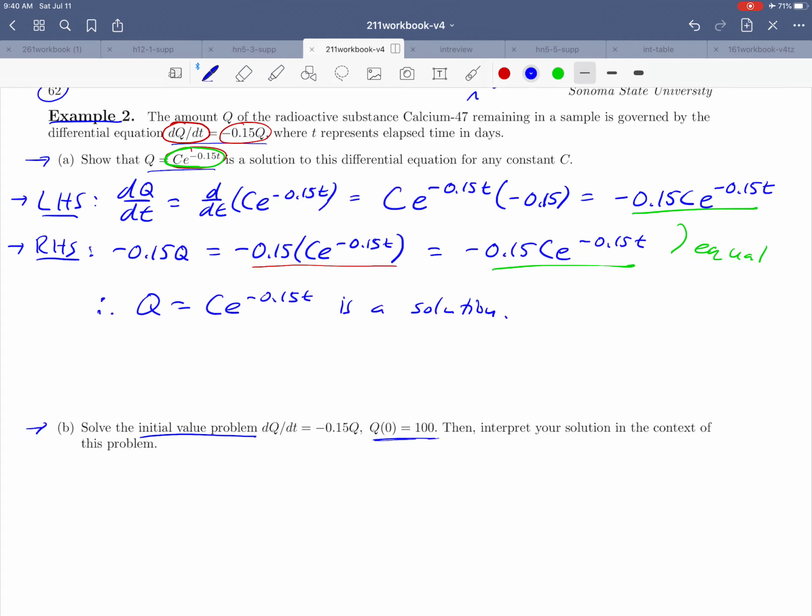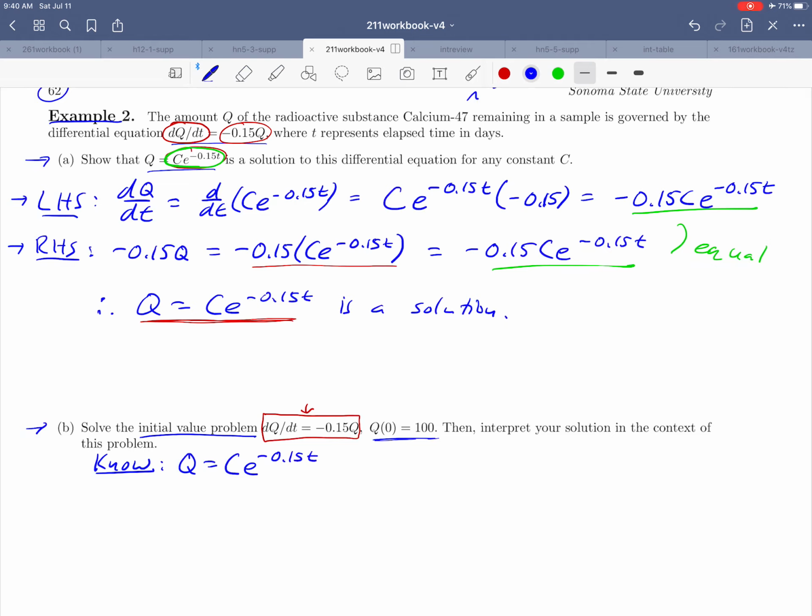So the good news here is that we have already found a solution to the first part of this. Actually it was given to us, but we confirmed that Q equals Ce^(-0.15t) is a solution to the differential equation. So we already know, space is going to be a little bit limited here, so I'm going to try to write small, that a solution to the differential equation part of this just looks like that.